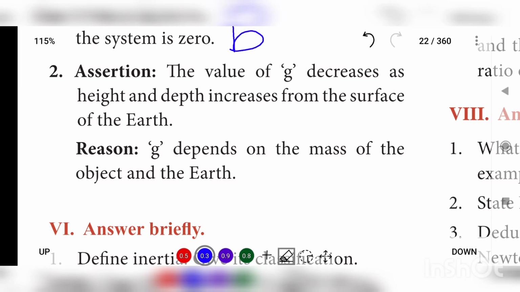Here, the assertion is true, but the reason is false. So, option C.